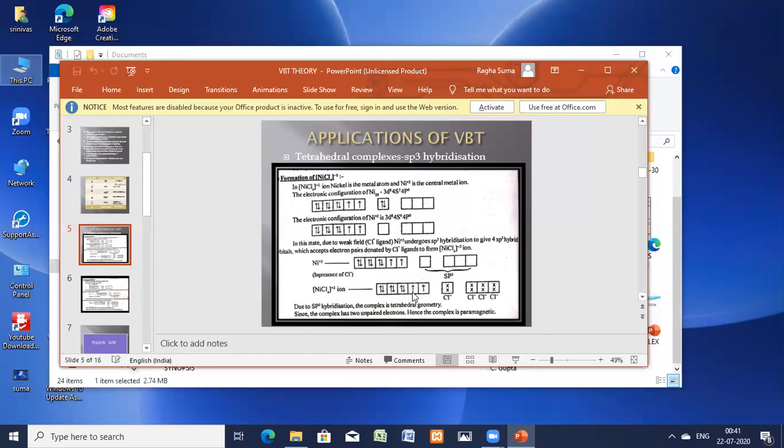Here you are having 2 single electrons. Now the complex is formed and the complex has 2 single electrons. Once there are 2 single electrons, the complex is paramagnetic. It is attracted by the external magnetic field, that is nothing but paramagnetic in nature. So the hybridization is sp3, the complex is tetrahedral, and the complex has 2 unpaired electrons and it is paramagnetic in nature. Okay, I hope you have understood this complex. Now let us go to one more example of the tetrahedral.